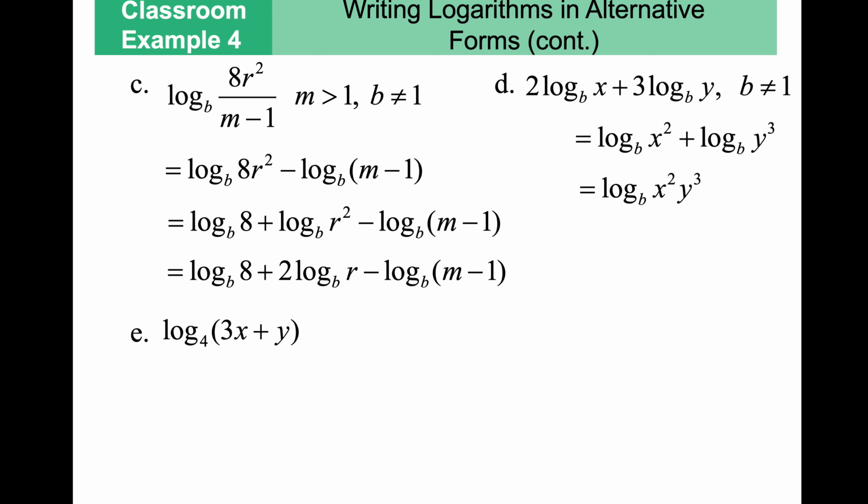In E, I can't rewrite that. And the inclination is to go ahead and write that as 3x times y, but look at the difference here. It has to be the sum of two separate logarithms. It can't be the sum of what's inside of a logarithm. That's not possible to simplify.